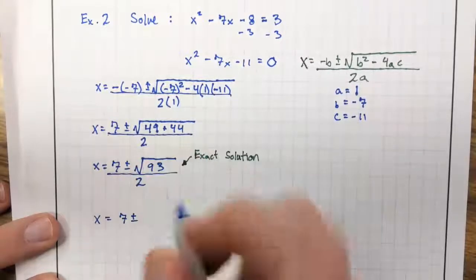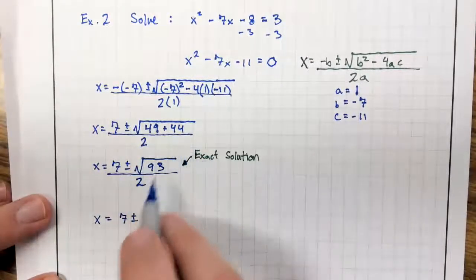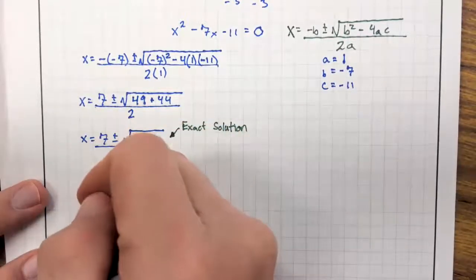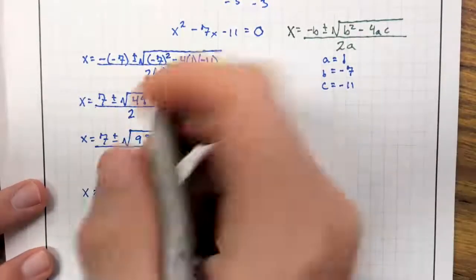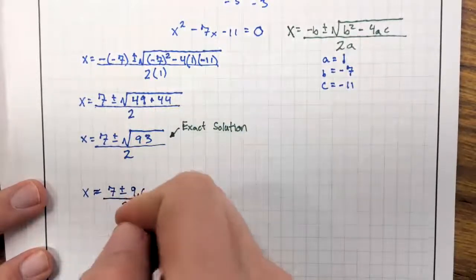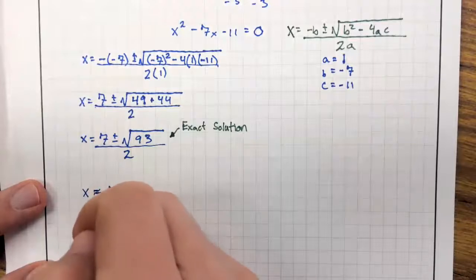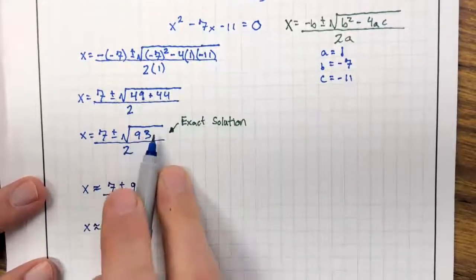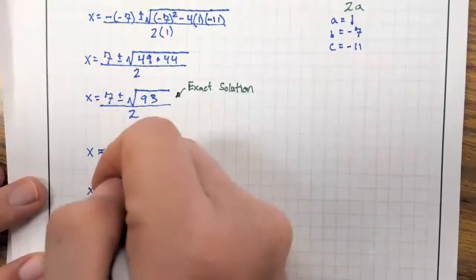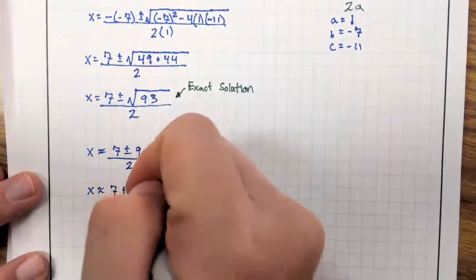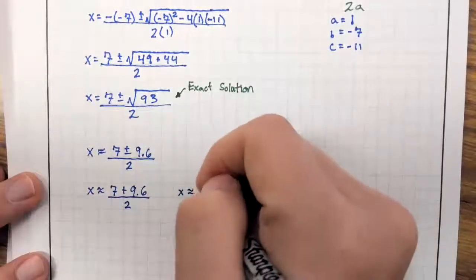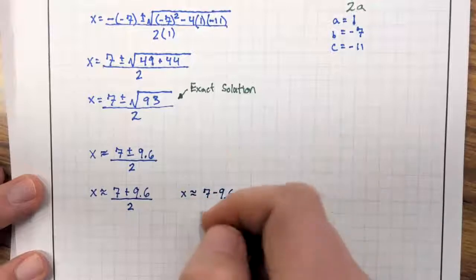7 plus or minus. Okay, let's just round this one to the nearest 10th. So the square root of 93, we're going to represent that as, I should say approximately, since we're rounding, 7 plus or minus 9.6. And then divided by 2. So this, again, is where we split it up. After you've kind of calculated or evaluated your square root, we're going to split this up. So x is equal to 7 plus 9.6 divided by 2. And x is also equal to 7 minus 9.6 divided by 2.